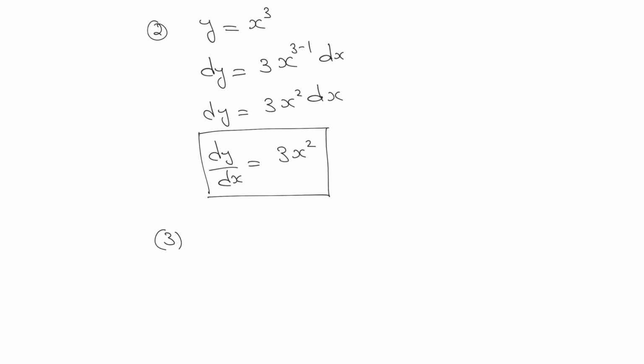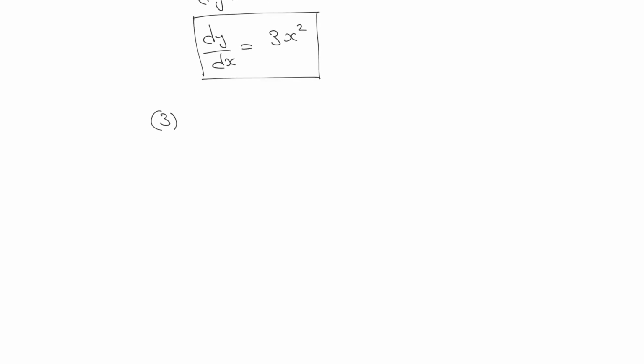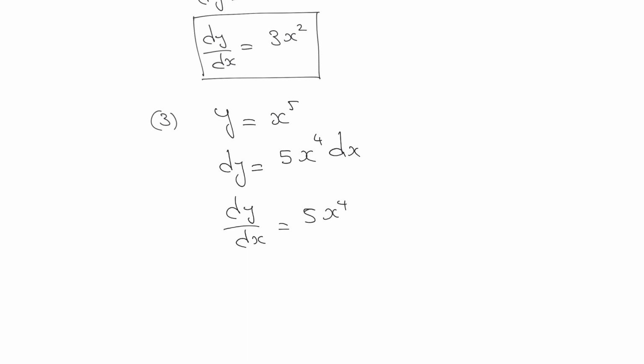Or still, if you have doubt, we can take one more example. Let's say y is given as x raised to 5, and our aim is to find dy by dx. We can write differentiation of y is equal to 5 into x raised to 5 minus 1, which we can take as 4, into dx. So dy by dx is equal to 5 into x raised to 4. That will be our final answer for dy by dx.